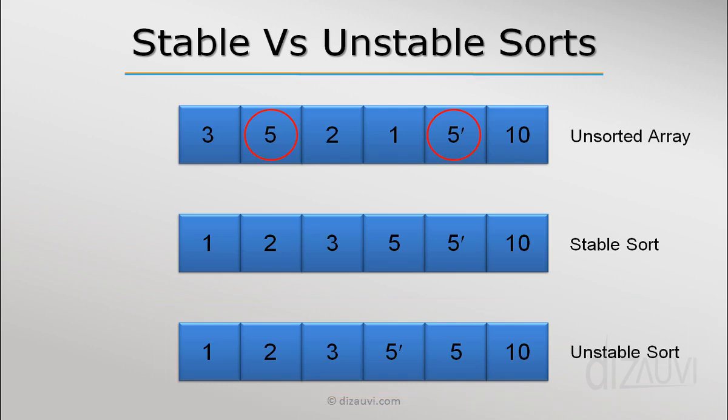And what is the difference? Well, the difference is that in case of a stable sort, the order in which the elements occur in a list or array is maintained even after the sort. Like in this case, 5 came before 5 prime in the original array, so that order is still maintained here. 5 still comes before 5 prime. Whereas if you look at the unstable sort, the order of equal elements has been changed, so that 5 prime comes before 5. That's it.